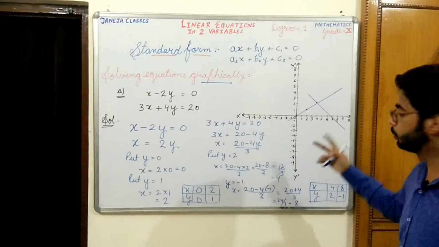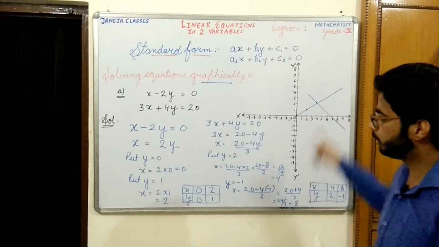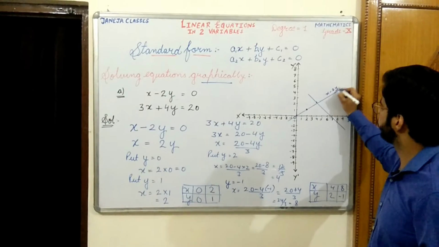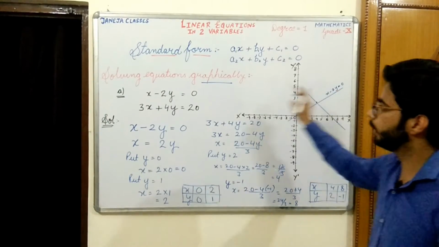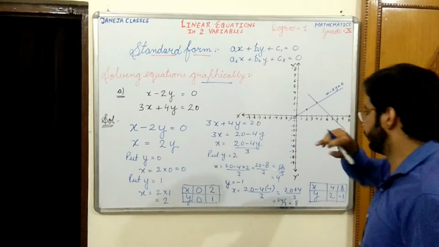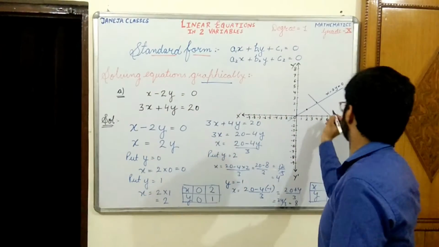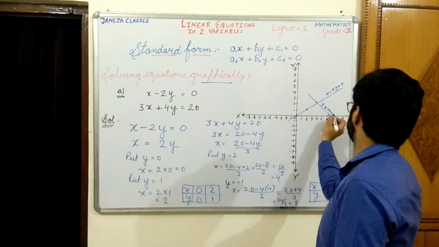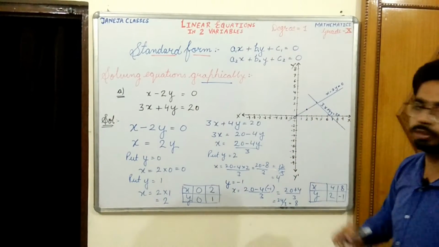So after plotting we got 2 lines. One is representing this equation, x minus 2y. We can write over here that this line representing x minus 2y is equal to 0, and the second line is representing 3x plus 4y is equal to 20. In this way we can show.